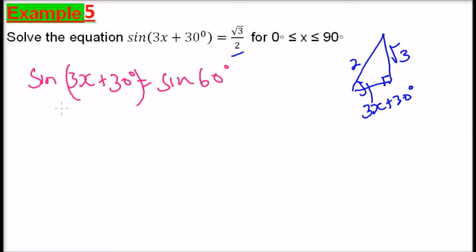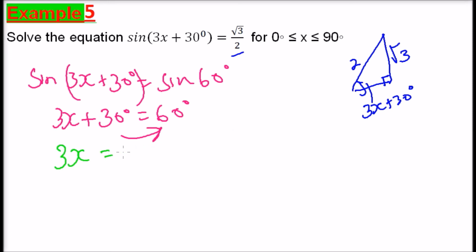So, therefore 3x plus 30 degrees is equal to 60 degrees. We take that to the other side, then we have 3x is equal to 30. We divide both sides by 3 and we get x is equal to 10 degrees. Now, if x is 10 degrees, when we multiply 3 times 10, that is 30, plus 30, that gives us 60, what we have here.